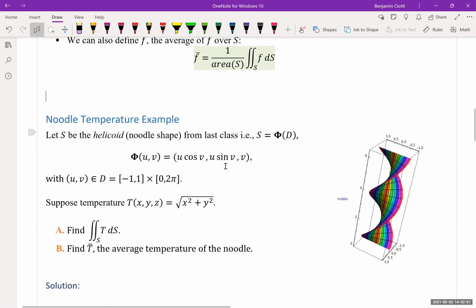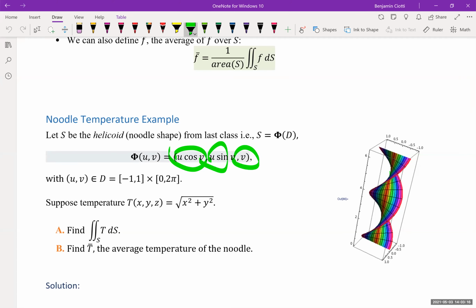So this is the same parameterized noodle that we saw previously, right? Where psi of u and v is u cos v, u sine v, and v, for u, v in the set -1, 1 cross 0 to 2 pi.